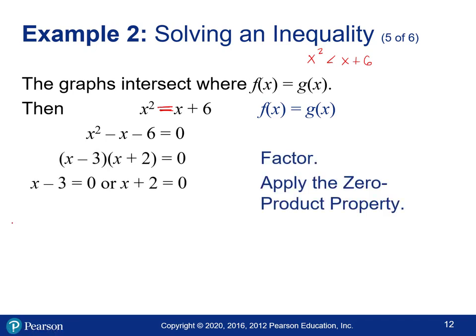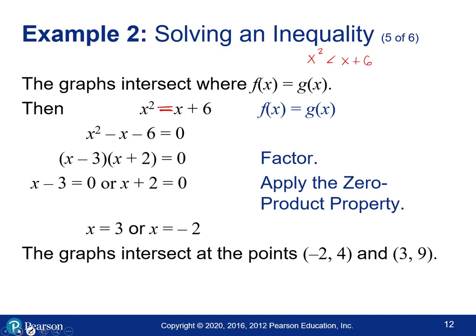And so this is similar to option 1 for finding the x-intercepts. And then we solve our equation. We get x is 3 and x is negative 2. And so the graphs intersect at (-2, 4) and (3, 9).